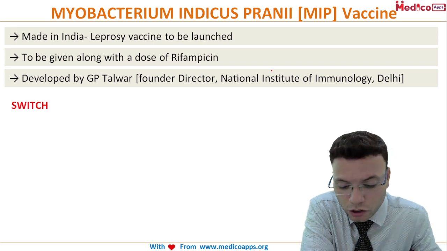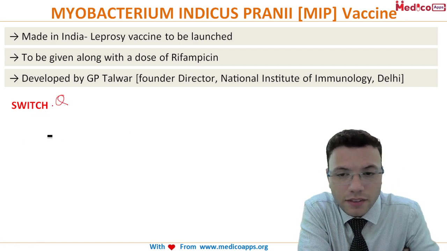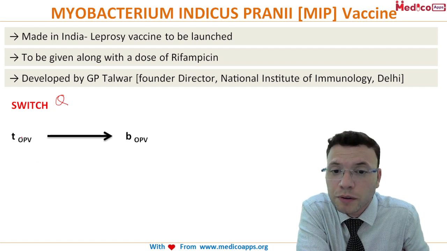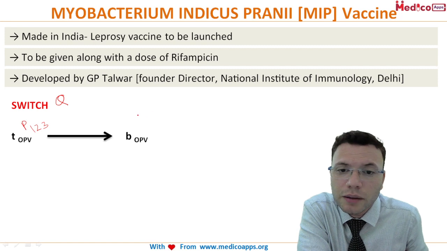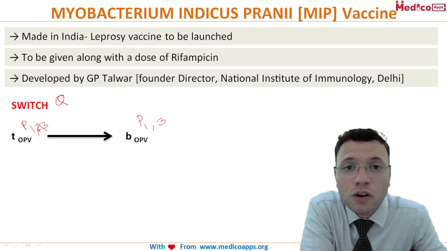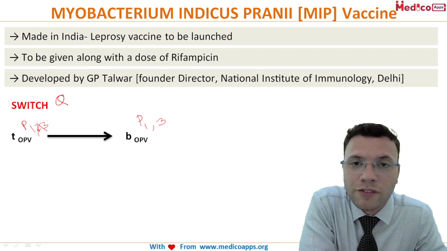There's one more concept called the switch in polio. Okay, let's learn about that. What is that? From the trivalent vaccine, which we used before, having types 1, 2, 3, we are now using bivalent, which has only the 1 and 3 strains. There's no 2 now. Type 2 is bad. It was known to cause paralytic polio because of the vaccine.